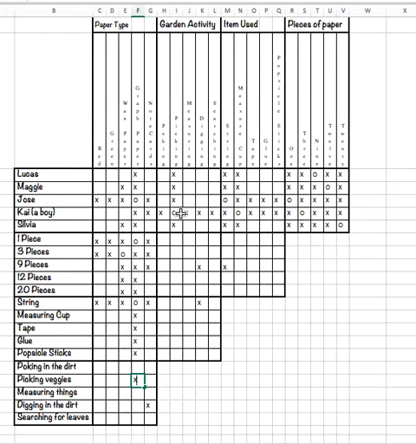Okay, we can kind of do the same thing for Kai. Kai, we know, was picking vegetables, and he was using a measuring cup, and he had 3 pieces of paper. So in this column, we're going to put an O for 3 pieces of paper, and an O for the measuring cup. And then we'll go and put X's in the remaining spots of that row and that column. And same thing here. This column and this row.